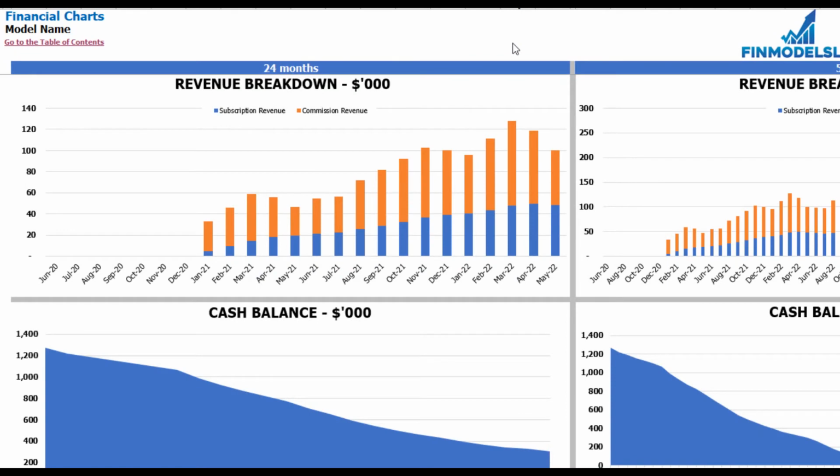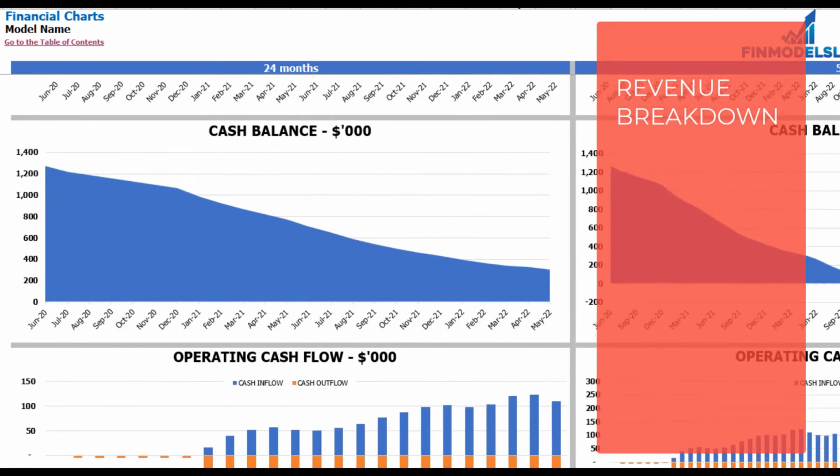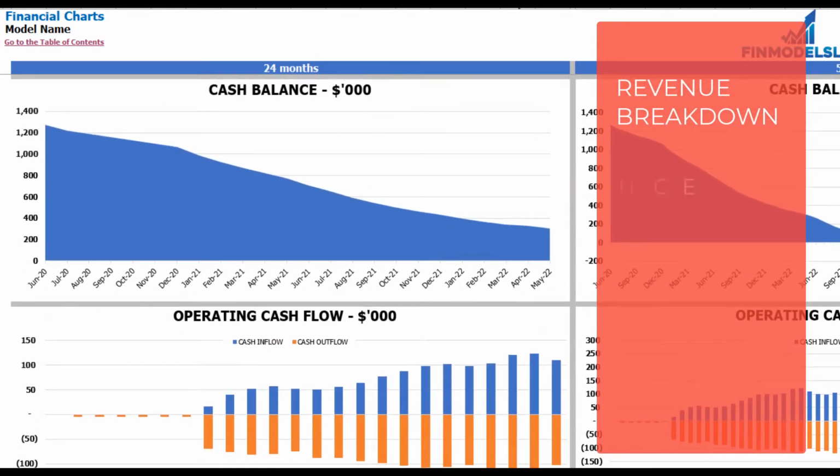On the Financial Charts tab, you may review your main financial KPIs in 2 sets of charts. On the charts on the left, you may see 24 months, and on the charts to the right, you can see the 5 years, broken down by months. On the top sets of charts, you may see the revenue breakdown by subscription revenue and commission revenue. The next set of charts will show you the cash balance by months.